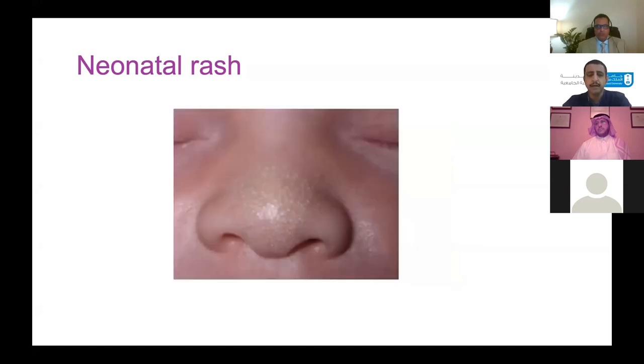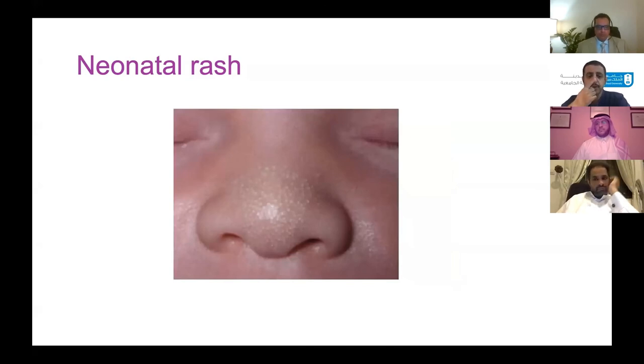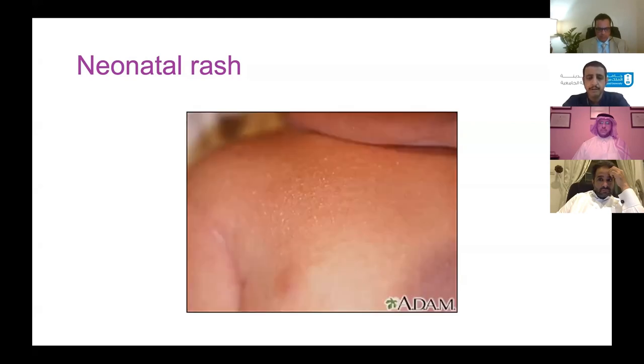Another one here is white spots over the tip of the nose, and we call this milia. This is obstruction of the sebaceous gland in the nose, and it is quite common to see in pediatric age and neonates. Here, usually this comes whitish, and sometimes you may see like water there. So this is miliaria. Miliaria is obstruction of the sweat gland. That one was the sebaceous gland, this is the sweat gland. It usually comes with high temperature, like in the summer, and for neonates. Again, it's a benign rash, nothing to be worried about.